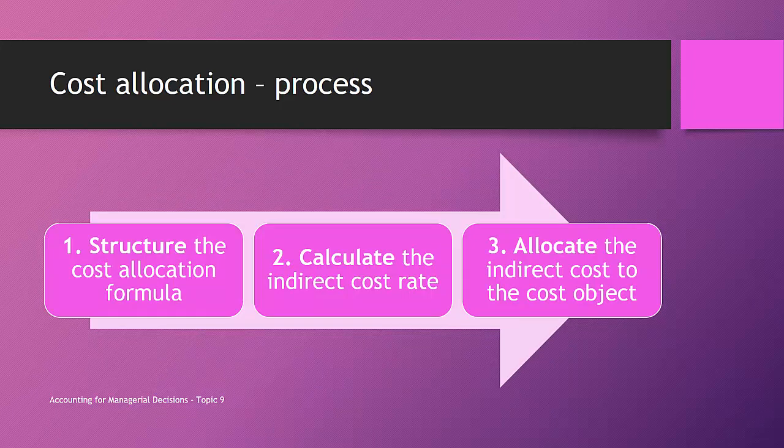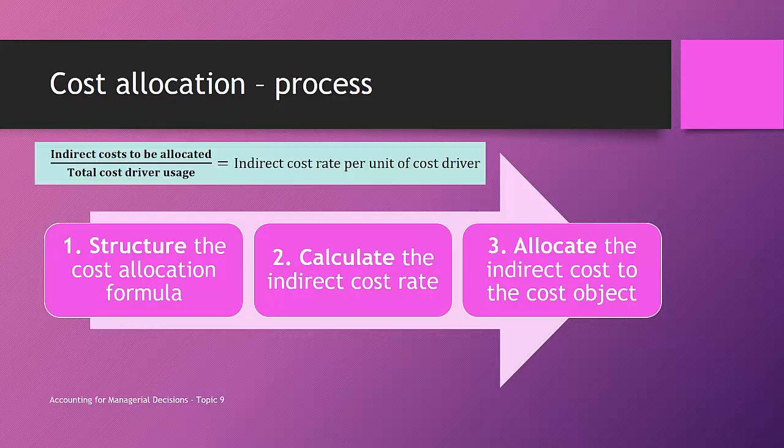Getting now into the nuts and bolts of it all, when we're looking to take an indirect cost and basically allocate it to a cost object, we need to structure the cost allocation formula. We need to calculate the indirect cost rate, and then we need to allocate the indirect cost to the cost object. The indirect cost rate per unit of cost driver is calculated as the indirect cost to be allocated, so that is part of that cost pool, divided by the total cost driver usage.